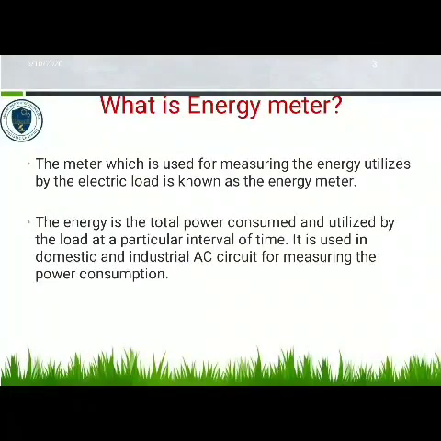What is the amount of electrical energy consumed by an electrical load? What is meant by electrical energy? The electrical energy is the product of power and time, of how long the power is consumed. The energy is equal to power into time. The unit of measurement is kilowatt hour. What is kilowatt hour? The amount of energy consumed by a 1 kilowatt load over the period of 1 hour.